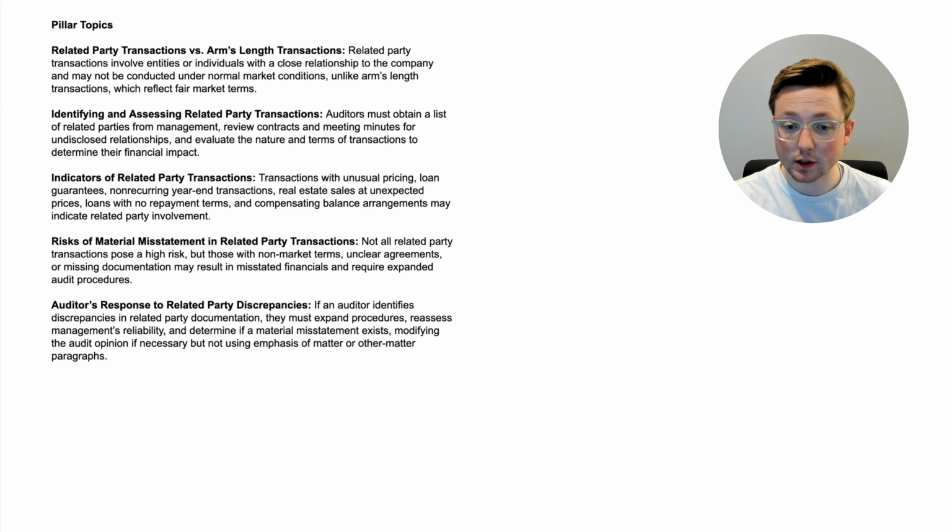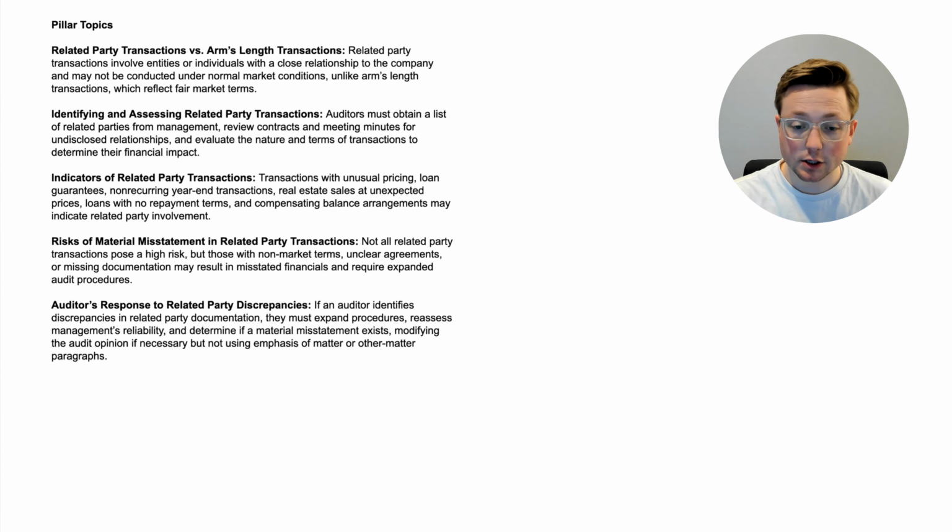Now let's talk about indicators of related party transactions. Transactions with unusual pricing, loan guarantees, non-recurring year-end transactions, real estate sales at unexpected prices, loans with no repayment terms, and compensating balance arrangements may indicate related party involvement. Now let's talk about the risks of material misstatement in related party transactions. Not all related party transactions pose a high risk. Again, I mentioned that before. Just because it's a related party transaction does not mean that it's going to increase the risk of material misstatement. It can still be a normal business transaction. But those with non-market terms, unclear agreements, or missing documentation may result in misstated financials and require expanded audit procedures.